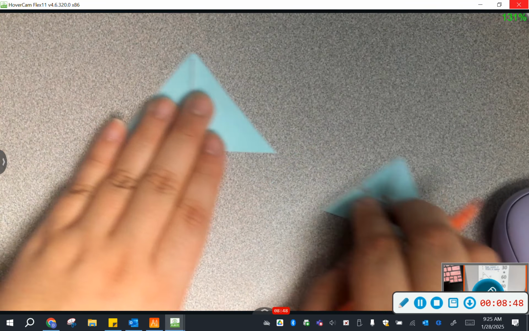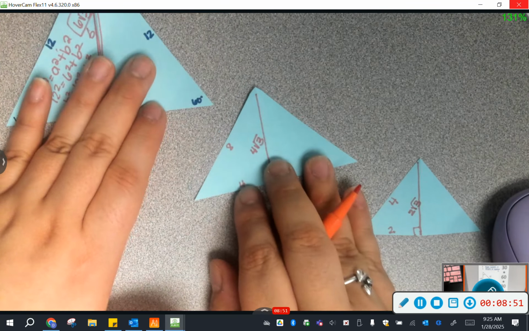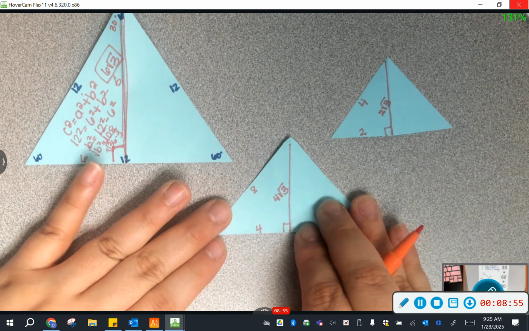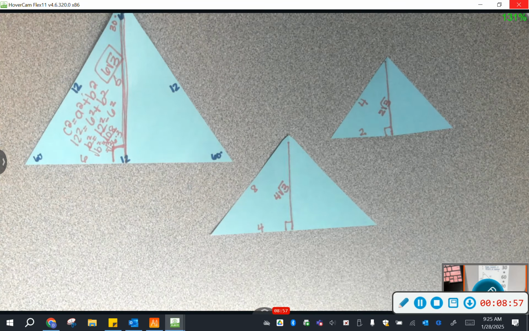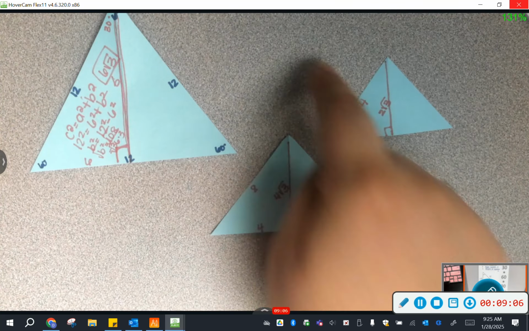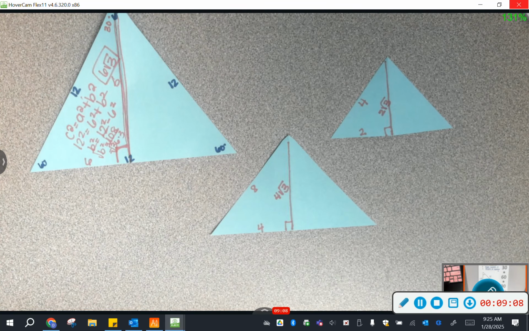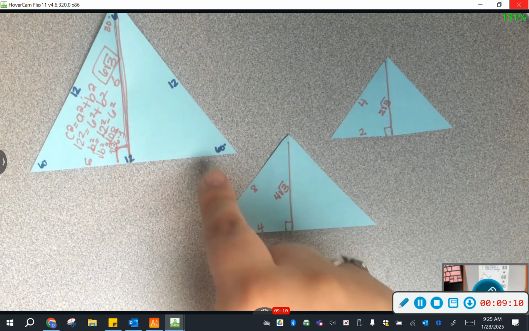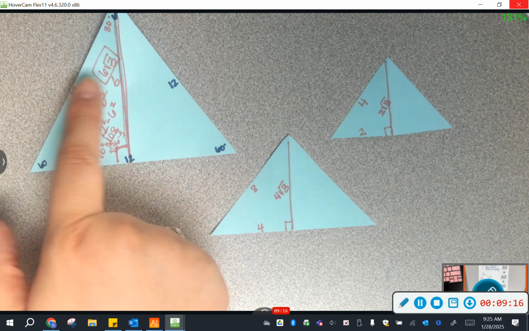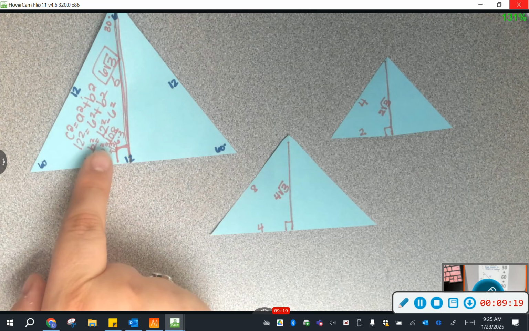And now I need everybody to look up and look at my 3 triangles. What pattern do you notice for all of them? They all have a square root of 3 on the height. What else do you notice from this side to this side on all of them? 12 to 6, 8 to 4, 4 to 2. It's half.